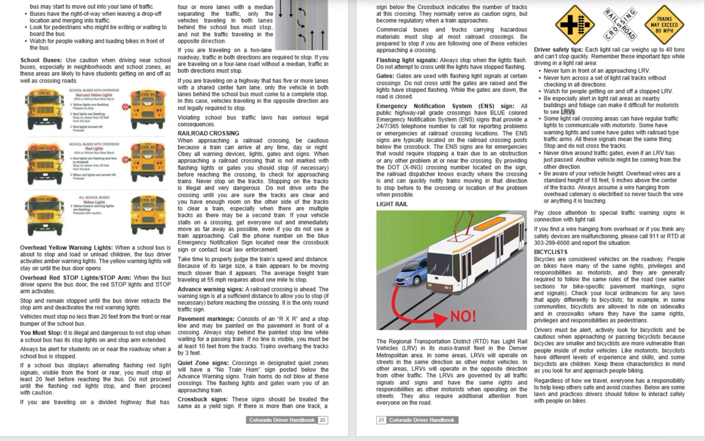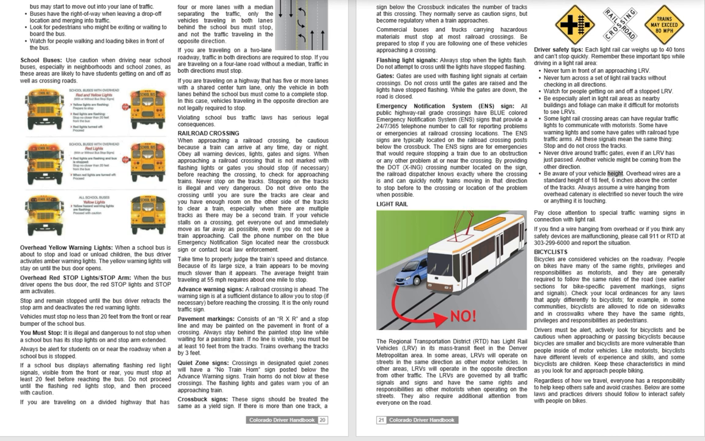Some light rail crossing areas can have regular traffic lights to communicate with motorists. Some have warning lights, and some have gates with railroad-type traffic arms. All these signals mean the same thing: stop and do not cross the tracks. Never drive around traffic gates, even if an LRV has just passed. Another vehicle might be coming from the other direction.